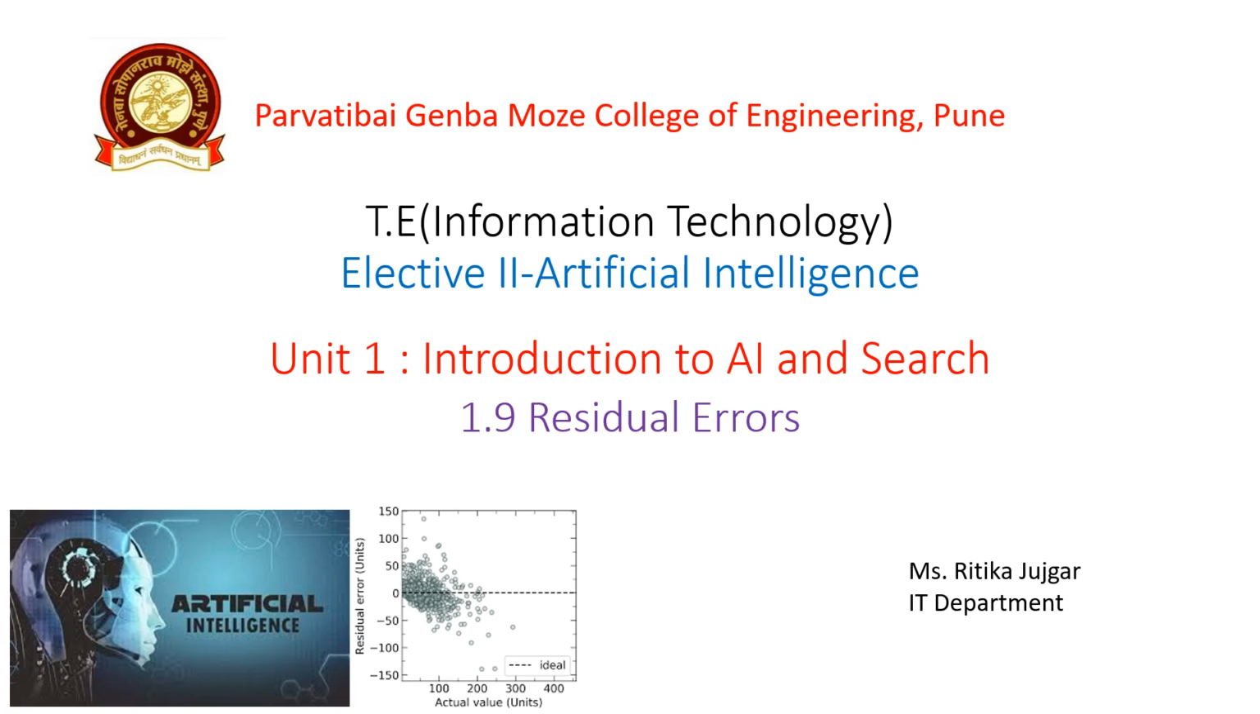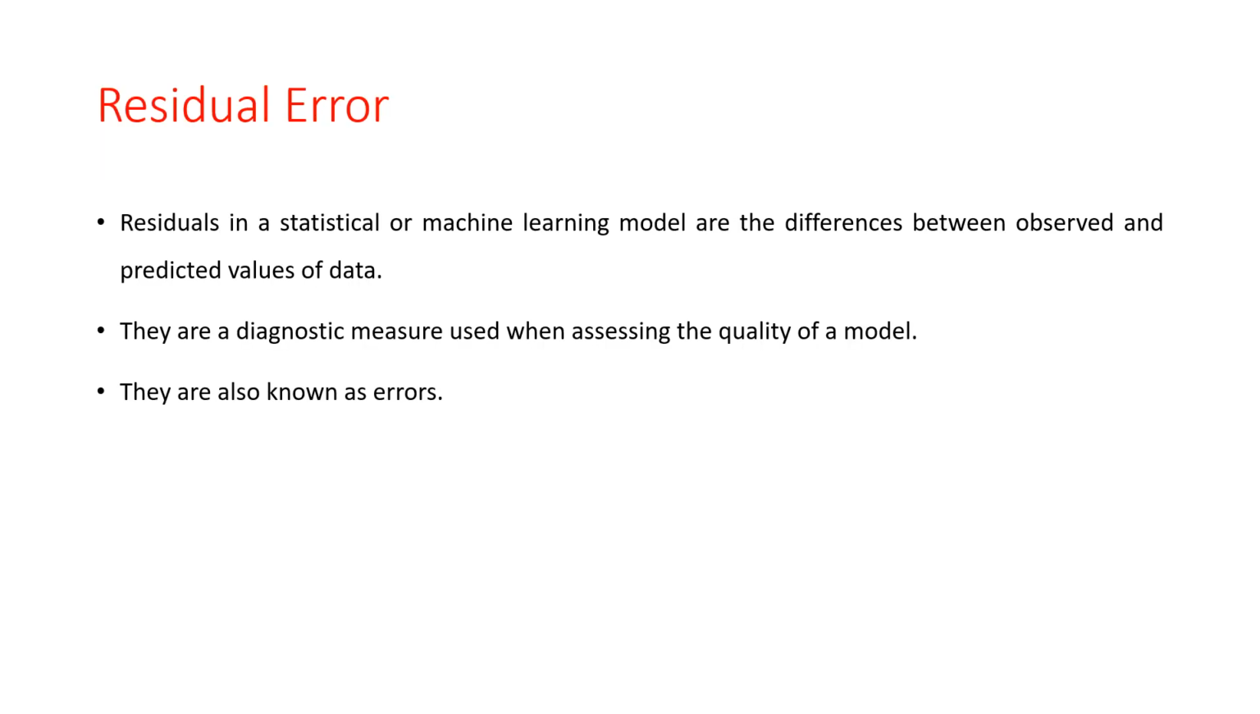The next part is statistical analysis in artificial intelligence. We already covered topics related to statistical analysis, like the correlation coefficient and rank correlation also. The next part in statistical analysis is what is meant by residual errors in artificial intelligence. So let us discuss here.